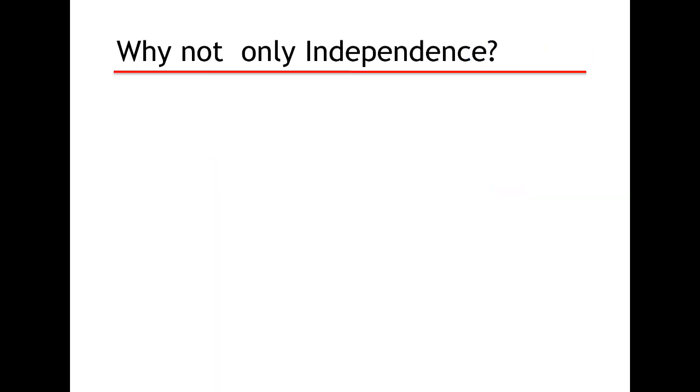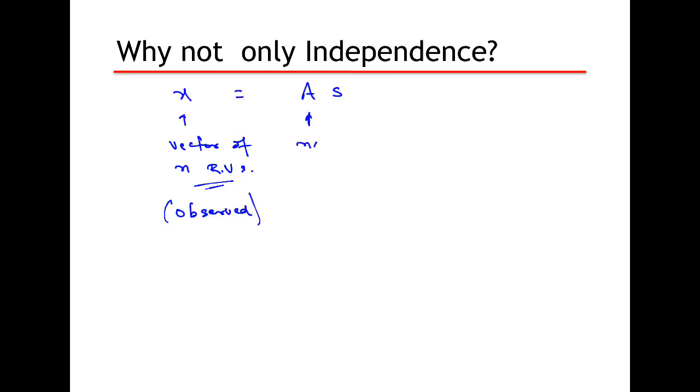Okay, so what we said is, what is X? X is a vector of n random variables, right? Is equal to A times S. And this is observed. A is an n cross n matrix and S is a vector of n random variables. Okay.